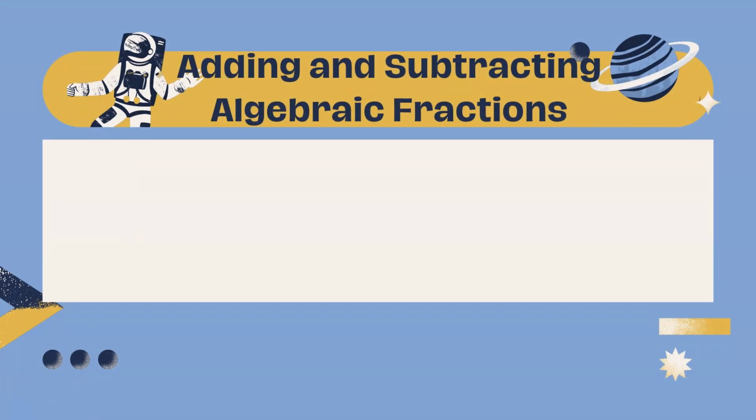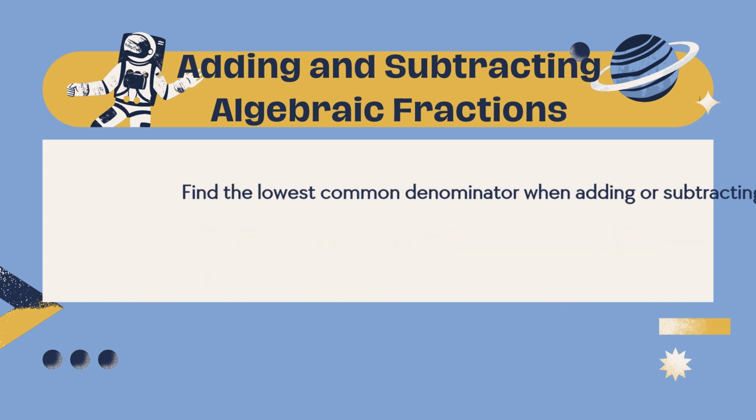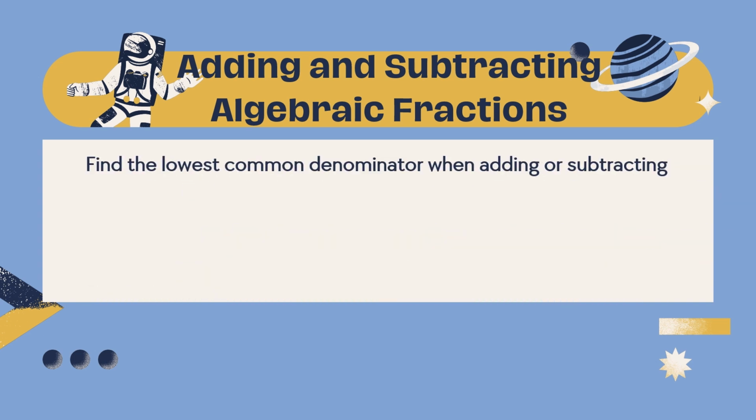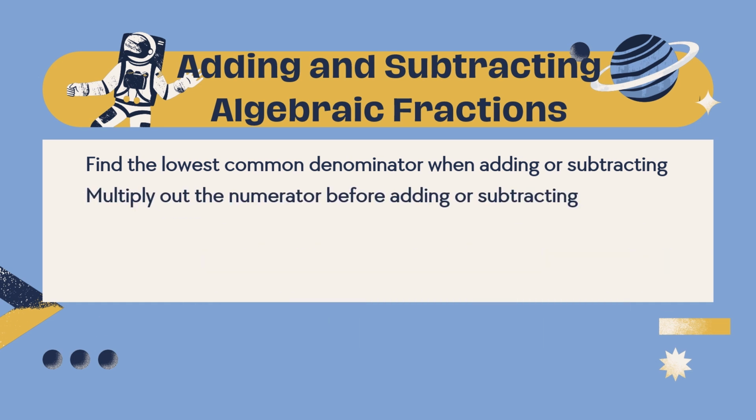Next, we learn how to add and subtract algebraic fractions. Just like when we add and subtract fractions, first we have to find the lowest common denominator before adding or subtracting. Then multiply out the numerator first. And only after that, we can add or subtract.